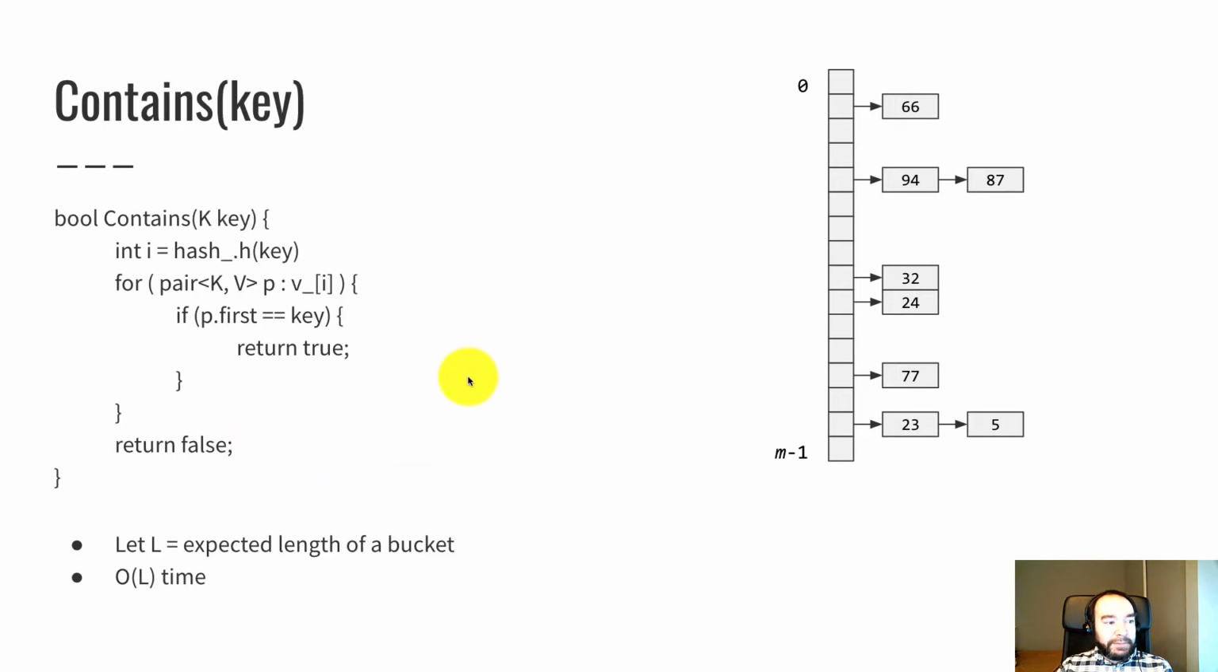Okay, contains. Contains is the map operation that's given a key and tells you, as a Boolean, whether the given key exists. So here's what we do.